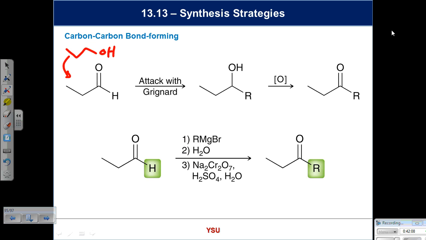Do I use dichromate? Do I use CR6? Do I use water? What do I need to use? I want to stop at the aldehyde. PCC in a non-aqueous solvent. And that gives me the aldehyde.